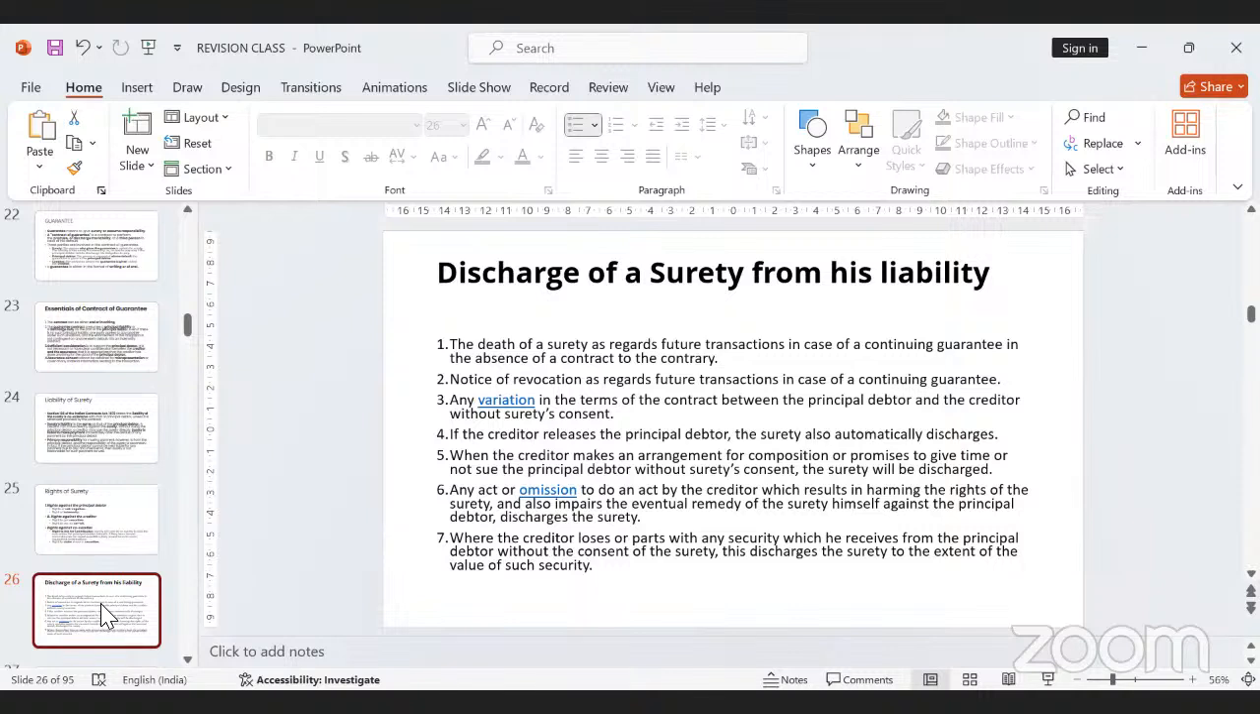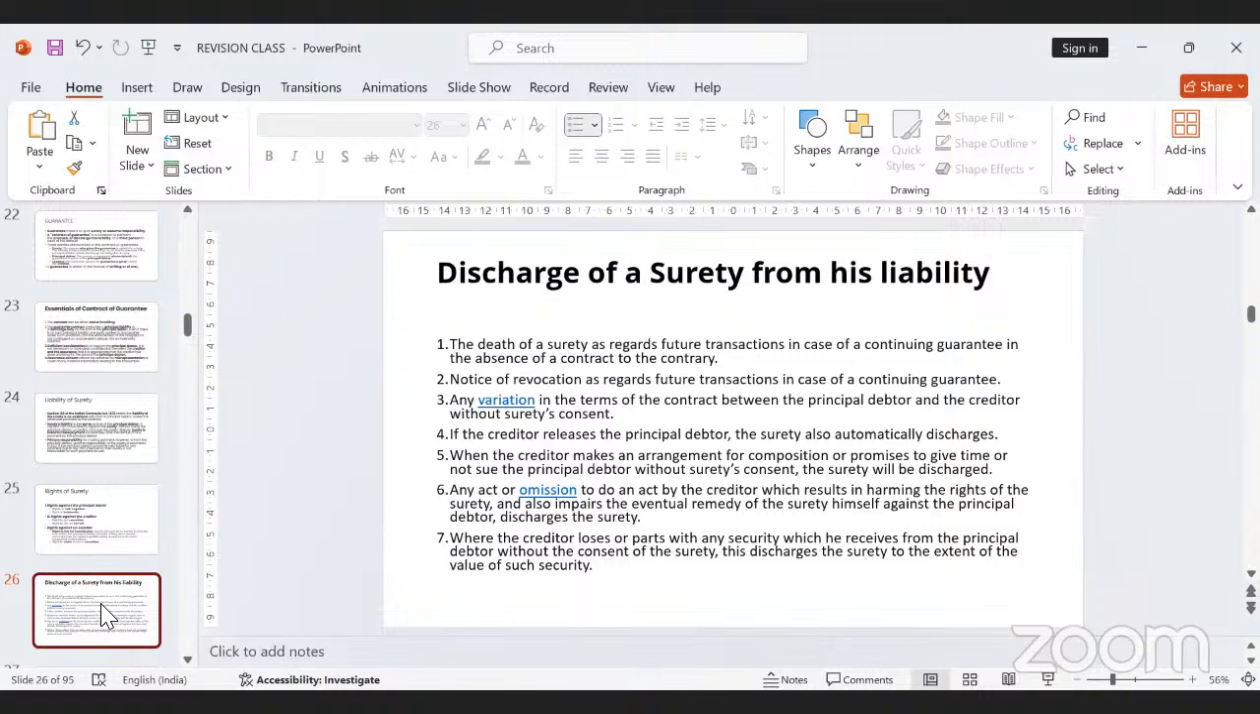Okay? Then another scenario is, if the creditor releases the principal debtor. It releases the principal debtor in the sense that if the creditor says that the principal debtor need not pay the money, then the surety is automatically discharged. Right?